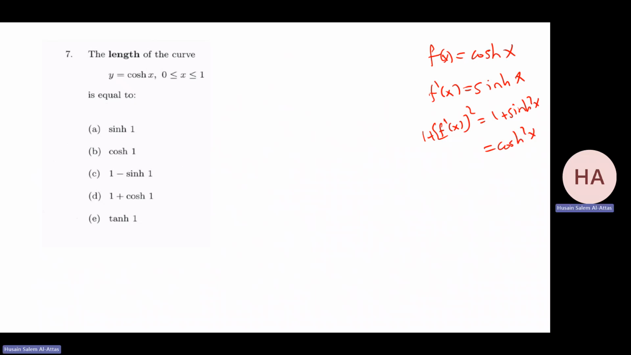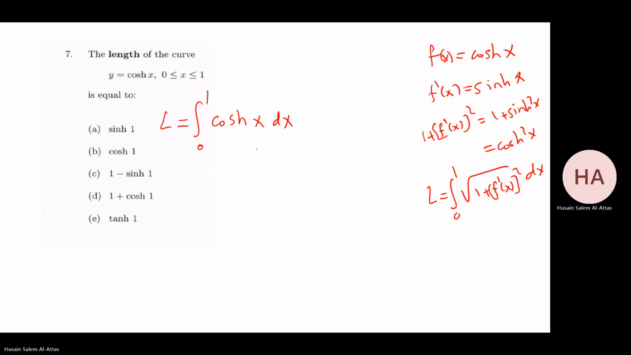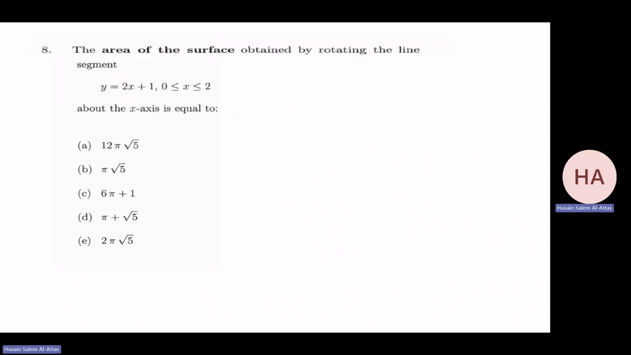Okay, so L will be the integral from 0 to 1 of the square root of 1 plus cosh squared x. I know L is 0 to 1 square root of 1 plus this, and the square root of cosine hyperbolic squared will be cosine hyperbolic. No need for the absolute value because cosine hyperbolic is always positive. And that gives me what? Sine hyperbolic from 0 to 1. So that will be sinh 1, and sinh of 0 is 0. So this is the answer.